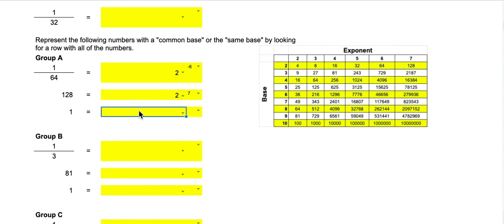Now what about 1? I need a common base. Well, I can represent any power as long as the exponent is 0 to be evaluated to 1. So I could pick 2, and all I have to do is put an exponent of 0. Now I have common bases. So remember, anytime you want to, you can represent 1 with any base as long as the exponent is 0.